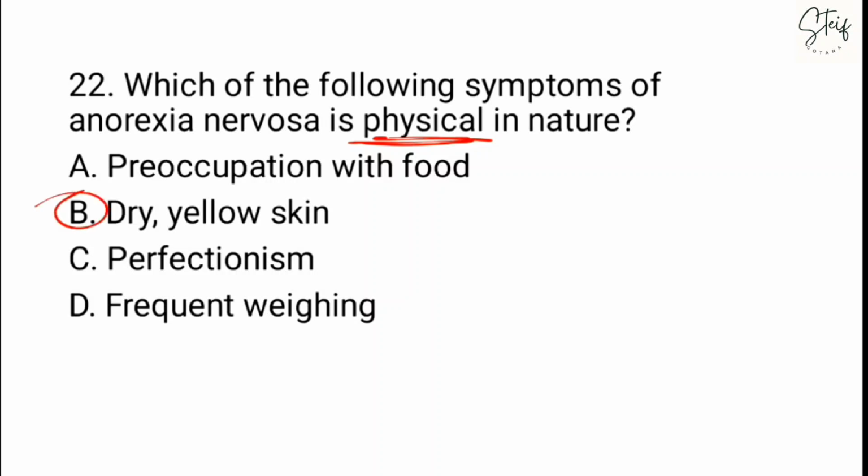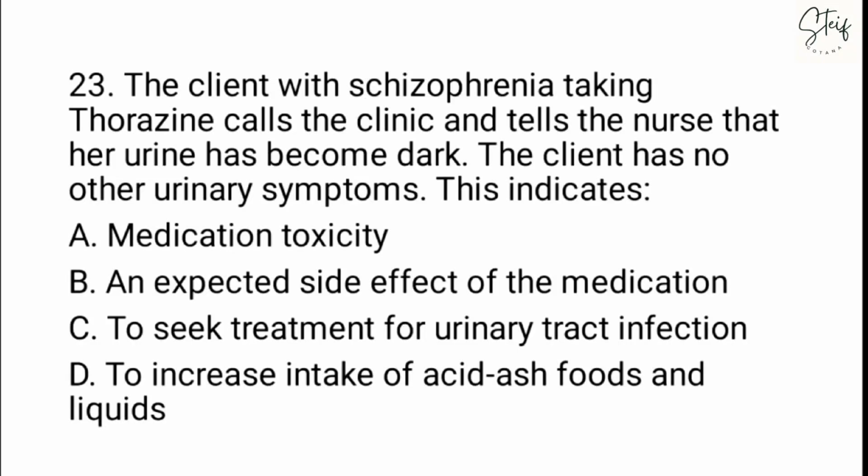Dry, yellow skin. It is a physical symptom of anorexia nervosa. This is due to the release of carotenes as fat stores are burned for energy. Again, our answer here is letter B. Physical symptom of anorexia nervosa is dry, yellow skin. Okay? Next question, number 23. The client with schizophrenia taking Thorazine calls the clinic and tells the nurse that her urine has become dark. The client has no other urinary symptoms.